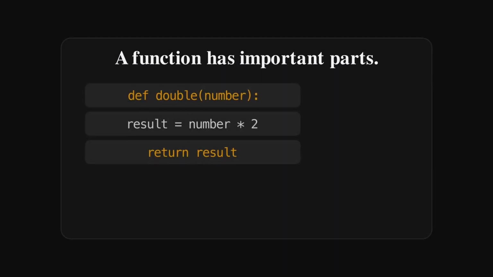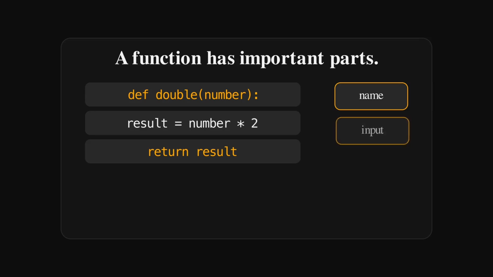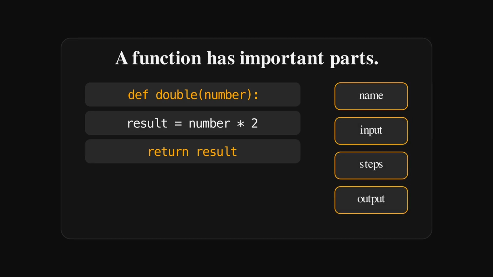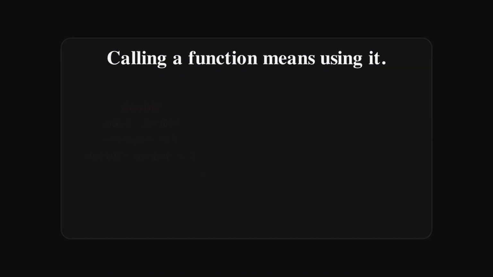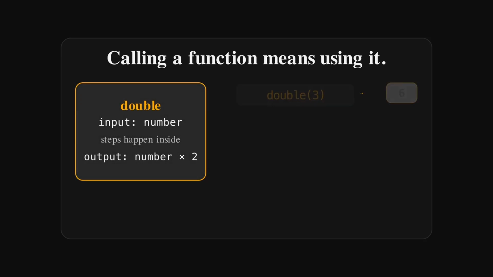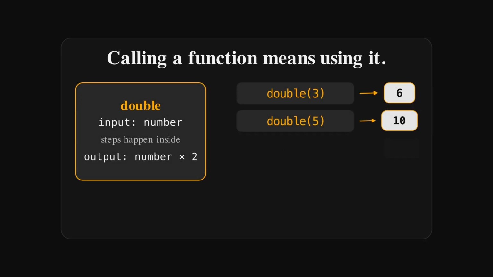A function has important parts. The function name tells us what the function does. The input gives the function information to work with. The body contains the steps. The return statement gives us back the result. Calling a function means using it. The same function can be called with different inputs.